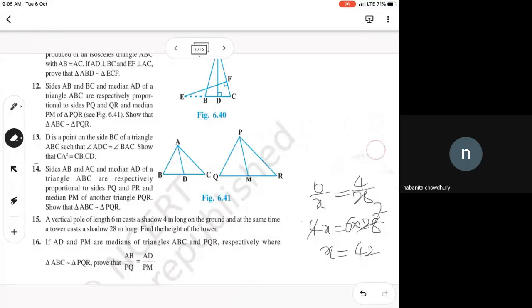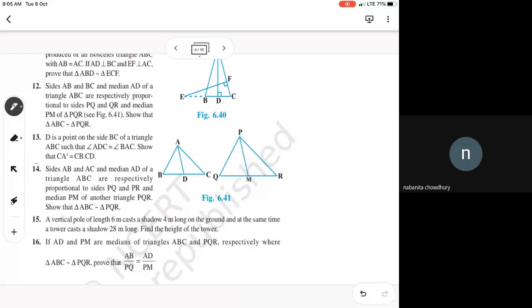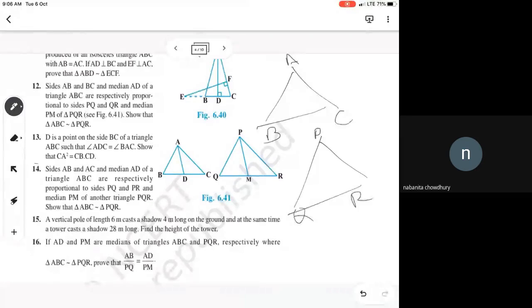Now the next one, the 16th problem, is also easy. I will discuss it once and let us close it. AD and PM are the medians of triangles ABC and PQR. Same model problem here: triangle ABC and triangle PQR. This is a median, this is also a median. AD and PM are the medians respectively, and it is already given that these two triangles are similar.